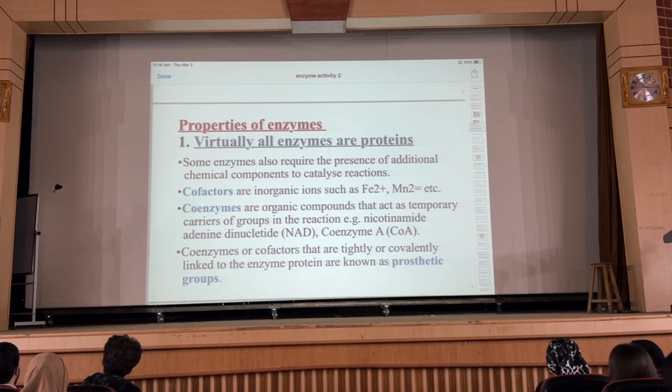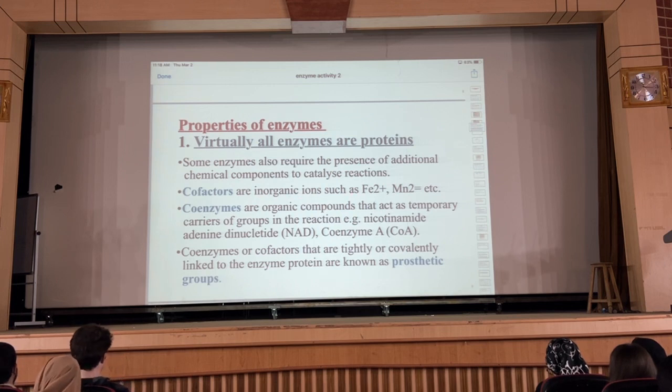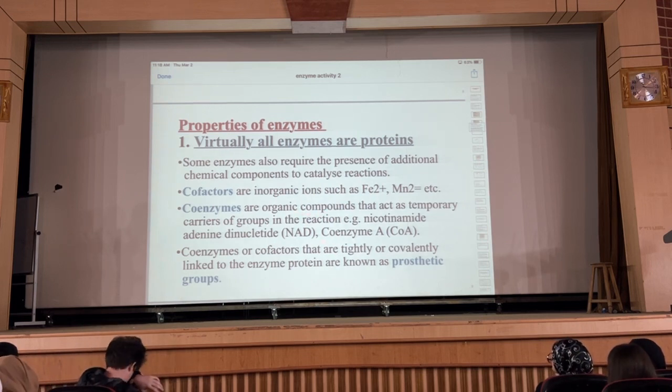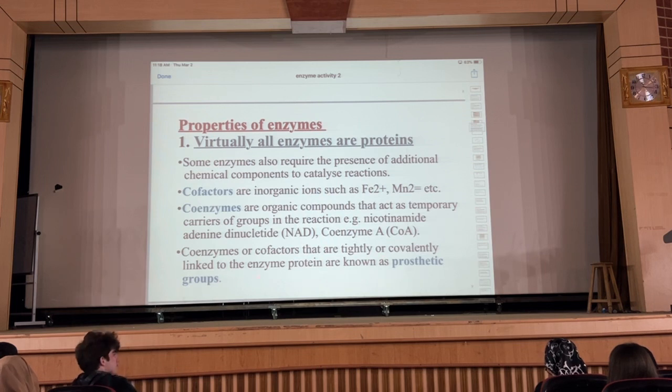These compounds are called either cofactors, which are inorganic ions such as chloride, manganese, magnesium, calcium, needed for the reaction to take place. Or coenzymes, these are organic substances, for example coenzyme A, vitamins, and NAD, and many other organic substances. These are cofactors and coenzymes. Sometimes they are tightly or covalently linked to the enzyme protein, attached to the protein. And that one is called a prosthetic group.